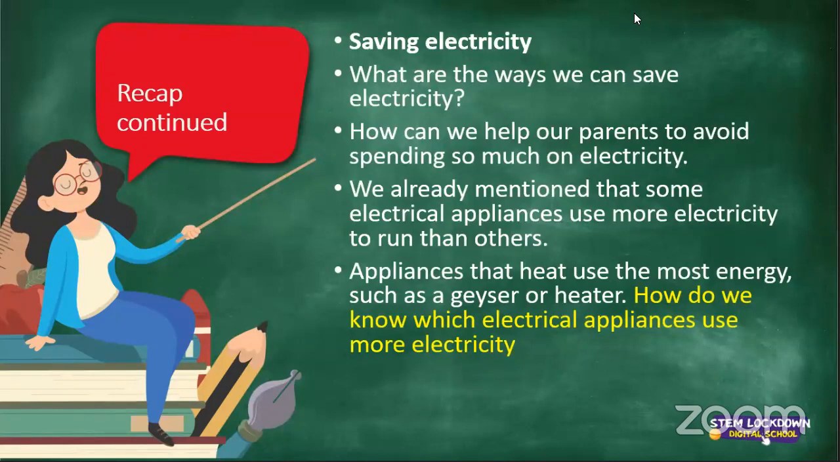A lot of you are also saying to turn off the plugs that you're not using, and of course switch off the lights if it's not needed. If you're not using something, it needs to be switched off, and that's going to make a big difference. Now, appliances that heat use the most energy. Anything that heats up uses the most energy, which makes sense: the kettle, a geyser, or a heater.